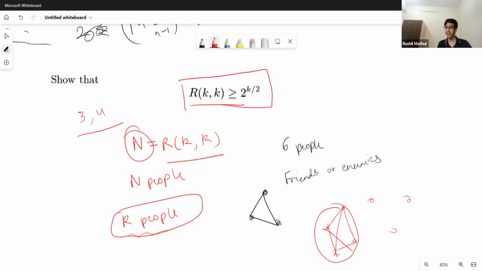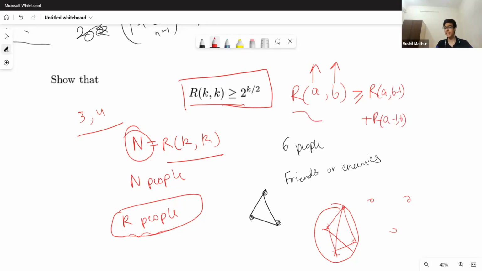Why is it K comma K? Oh, yeah. So in general, it's R(A, B), and that means either A people who are all friends or B people who are all enemies. And why this is defined like this is because you can define a recurrence relation that is saying something like this, R(A, B) minus something.